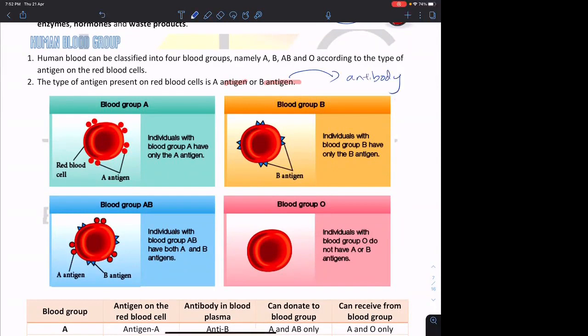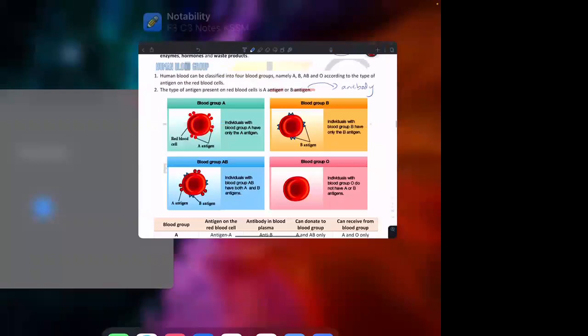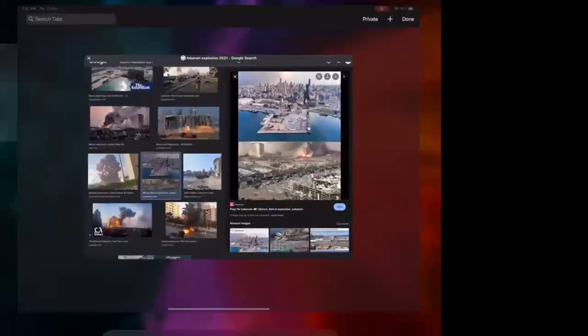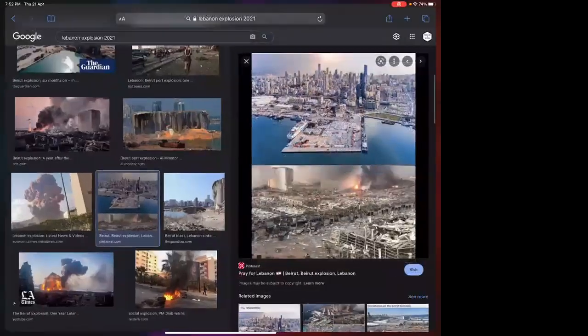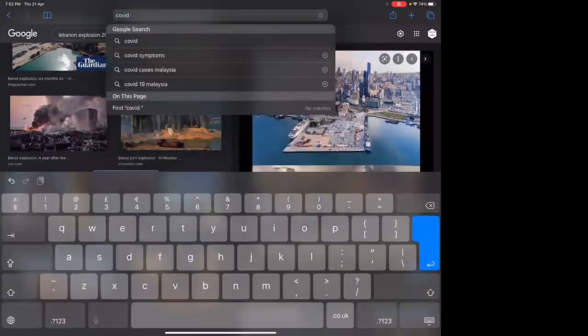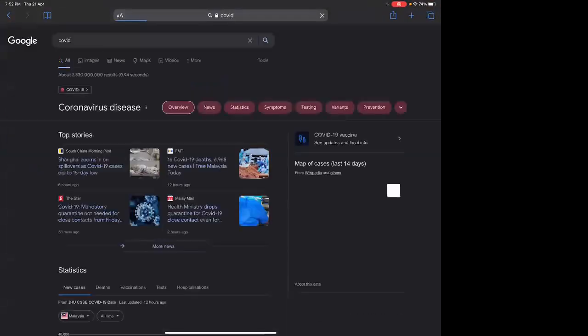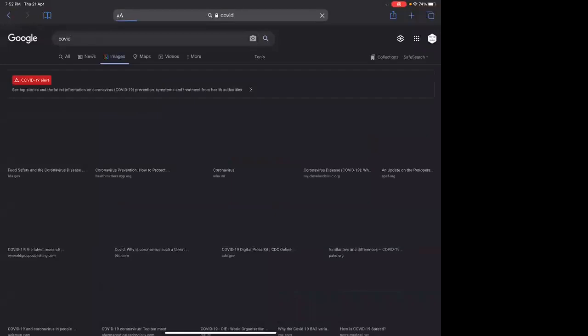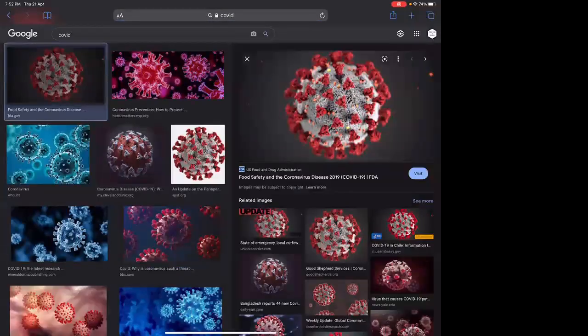This was in your form 2, if you still remember. So antigen is the thing found in your COVID virus. Do you remember your COVID virus? When you look at your COVID virus, you know those red color things on the surface. That's the antigen. So when this thing enters your body, this antigen will stimulate your white blood cell to produce antibody, so that your body will fight this virus.